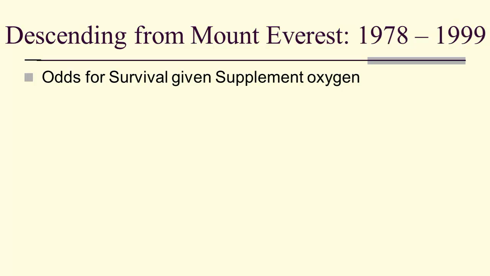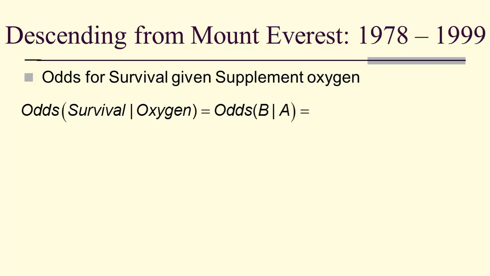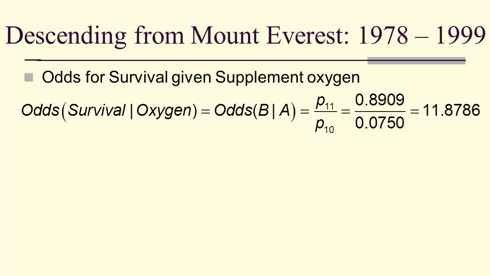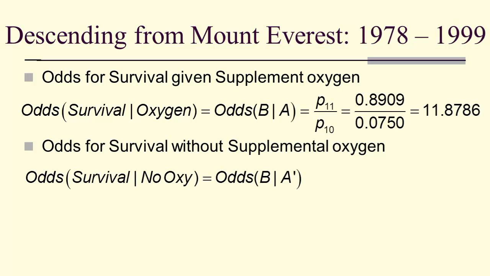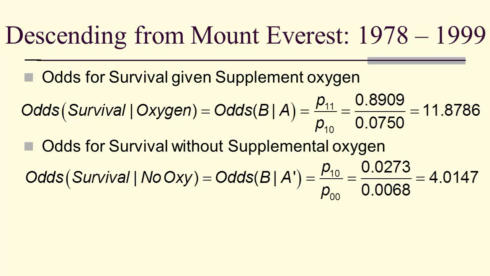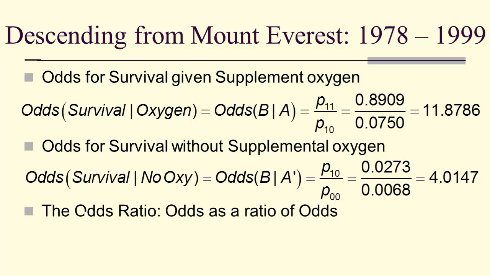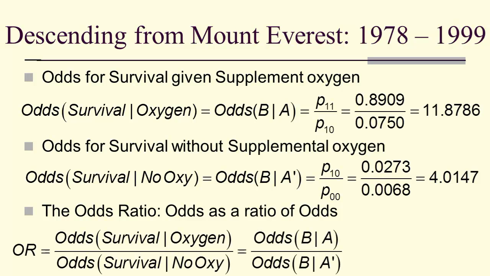So let's interpret this. The odds for survival given supplemental oxygen, that's the odds of B given A, is P11 over P10, which is 11.87. So you have an odds of about 12. In other words, you're about 12 times more likely to survive with oxygen. And the odds for survival without oxygen, that's the odds of B given A prime, they're only about 4 times more likely to survive than die when you have no oxygen. And the odds ratio is a ratio of odds, in which case we have the 11 over 4, which is about 3.